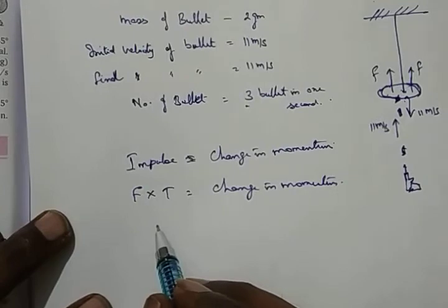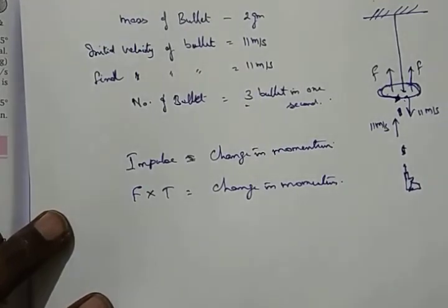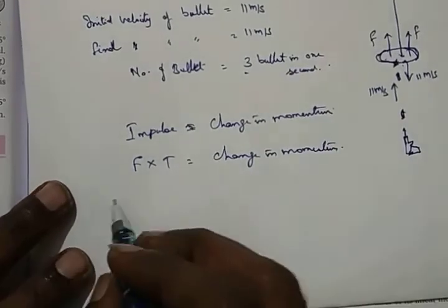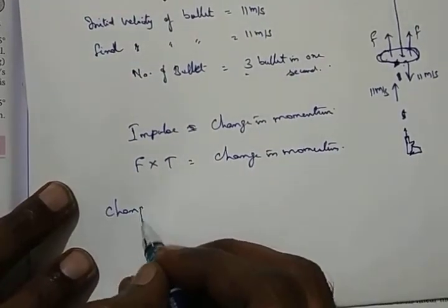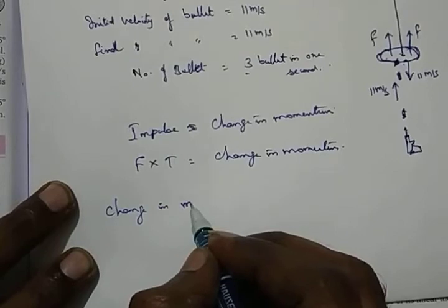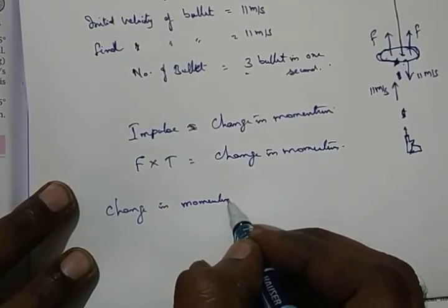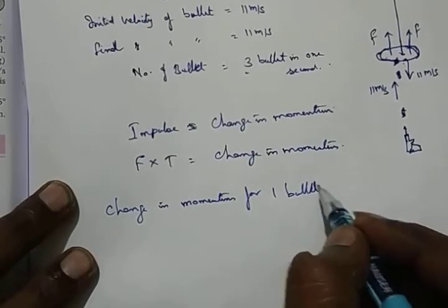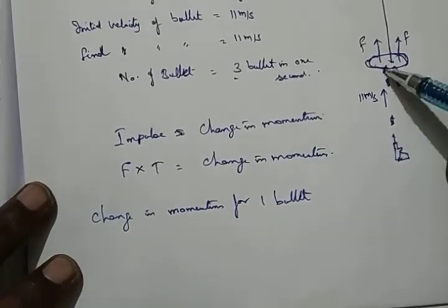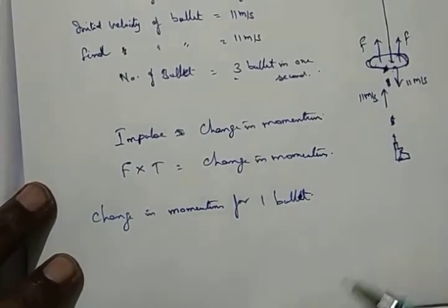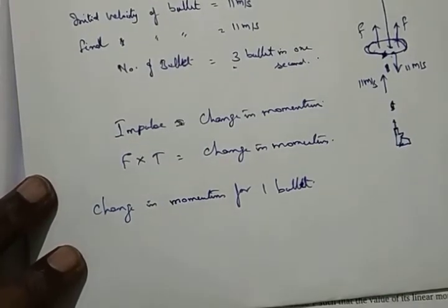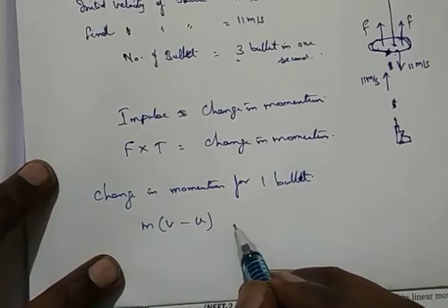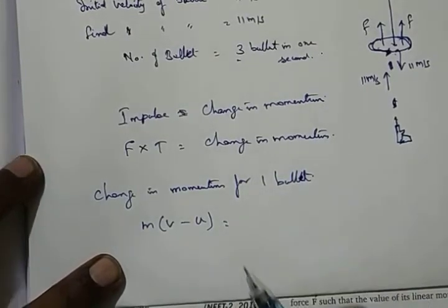So it is asked, average force is asked, then you can do the change in momentum. Now first of all, you need to find out the change in momentum for one bullet. Just one bullet to go and hit. What happens to the change in momentum? So what does change in momentum mean? Mass into final velocity minus initial velocity. So that's what change in momentum is.